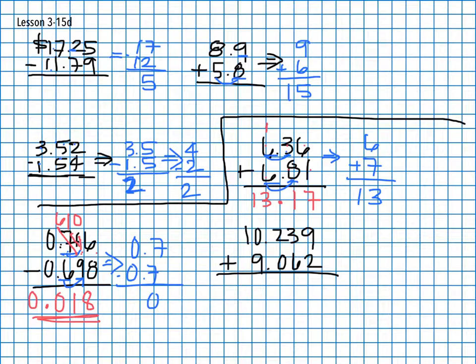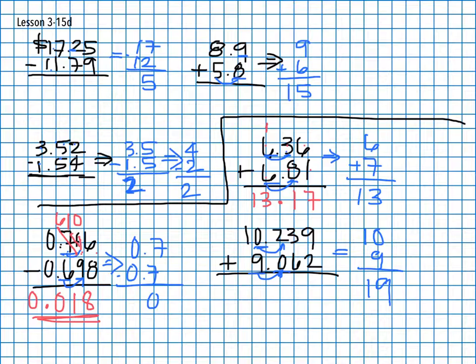All right, for this one here, I'm going to round to the nearest whole number. So that's going to tell me to just go to the floor, so just 10. This is going to tell me to go to the floor, which is 9. So my answer should be around 19.